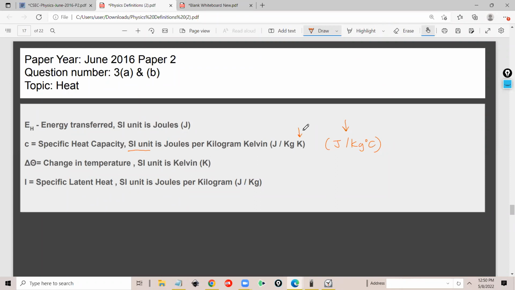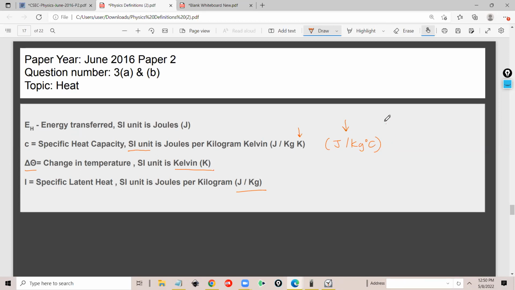All right. And remember, this is change. When you're doing these types of questions, you have to calculate the change in temperature. Well, whether you have it in Kelvin or degrees Celsius, when you find the change in temperature, you're going to get the same value, right? So for the change in temperature, the SI unit is Kelvin, right? The letter L is the specific latent heat, whose unit is what? Joules per kilogram. All right.